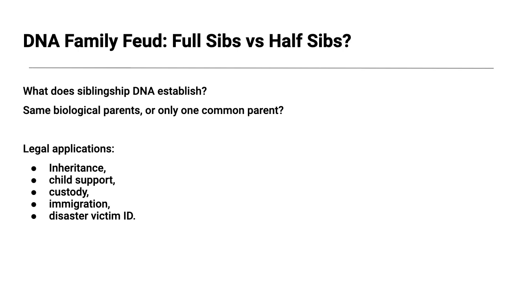In many legal cases, DNA must determine not just identity but family relationships. The issue may be whether two people share both biological parents, only one parent, or none at all. These questions arise in inheritance disputes, immigration petitions, child support cases, custody disputes, and even disaster victim identification. DNA siblingship testing becomes especially important when the parents are deceased or unavailable for testing.